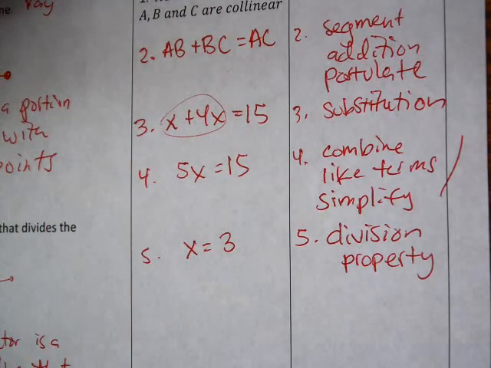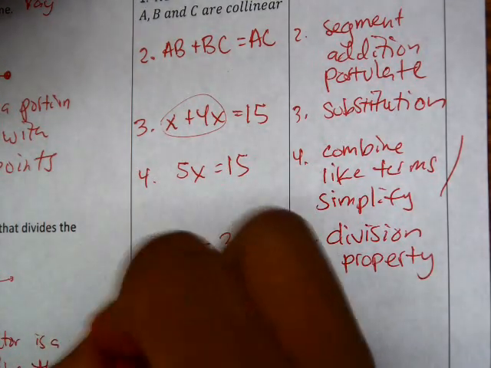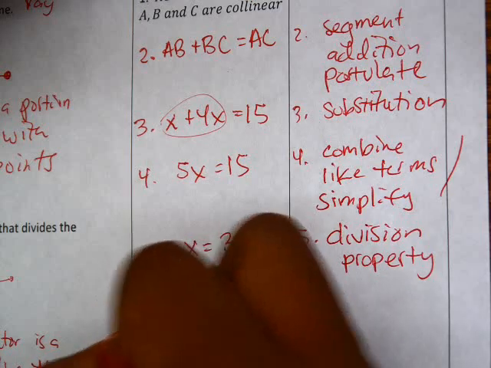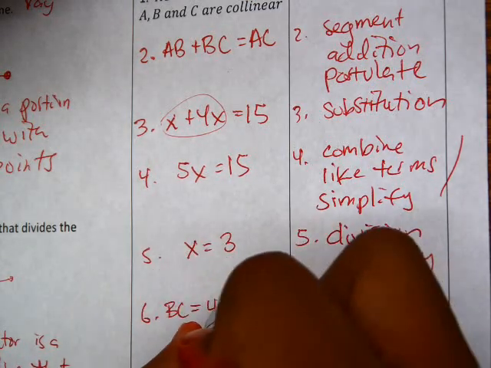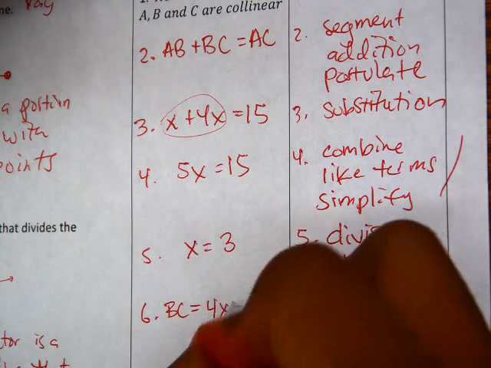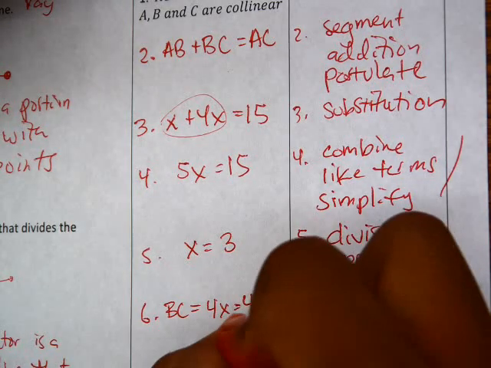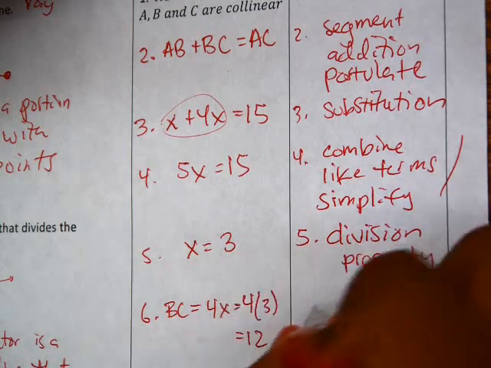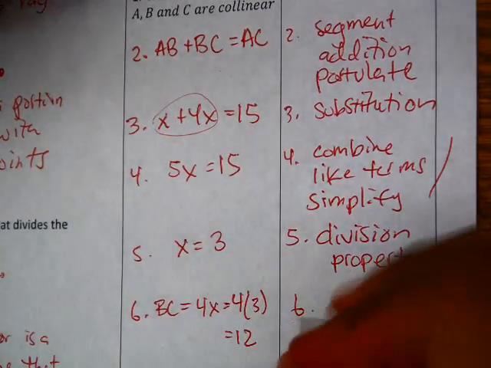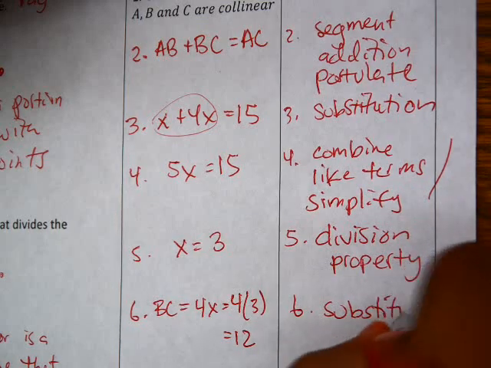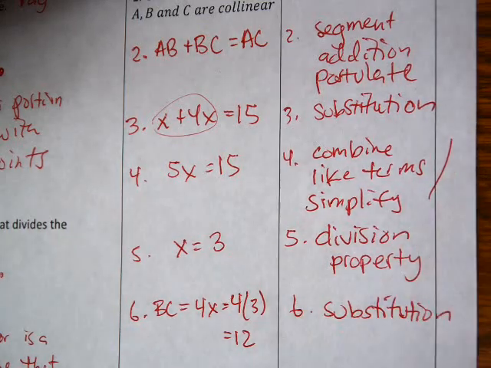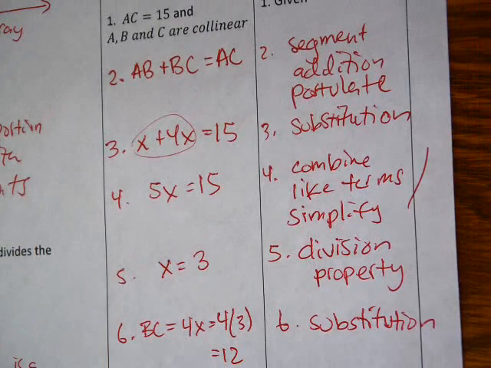But I need to find BC. I need to show that BC is equal to 12. Well, BC was equal to 4x. And so that's 4 times 3, which is 12. And the main thing I used there was substitution. I substituted x equals 3. So there it is.